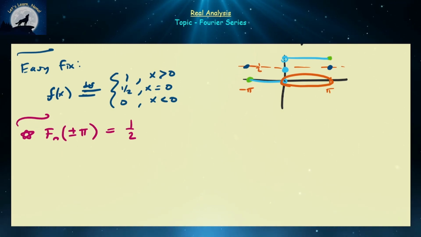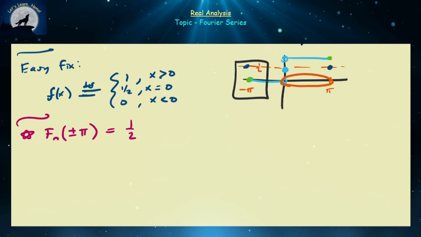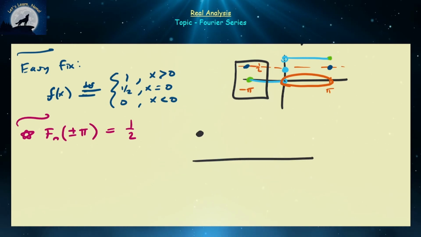Because if we view this at a little closer of an angle, so this is going to be our minus pi. This has to jump from 1/2 down to 0. So there exists some epsilon distance such that it is not equal to 0 on the left, and the same argument can be said on the right.